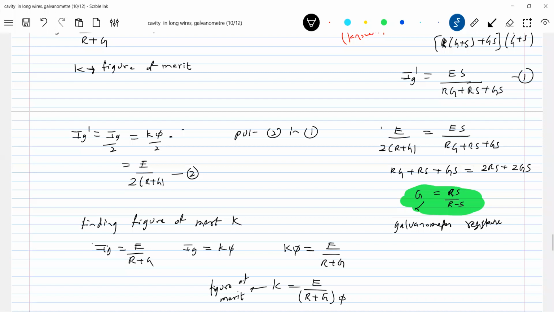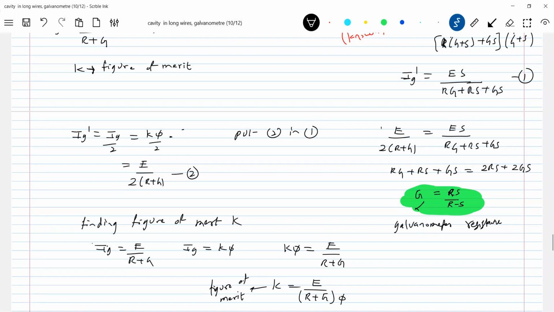And now, what is G, the galvanometer resistance? I cannot find it out directly; I just determine it by this method. E is the applied EMF, which we have put in. R is what I know. And the deflection is what I'll measure. So first, I'll find out the galvanometer resistance by this experiment. Then after finding out the galvanometer resistance, I'll find out the figure of merit.